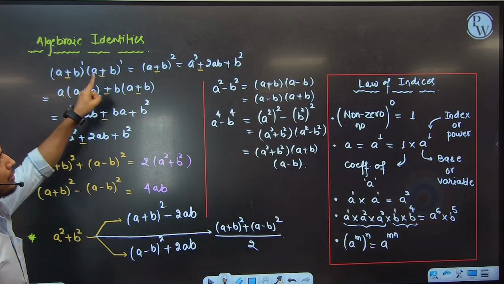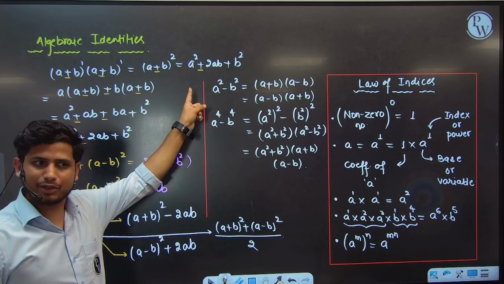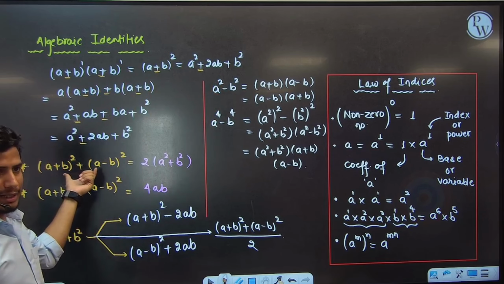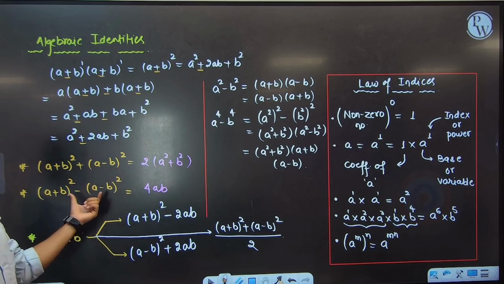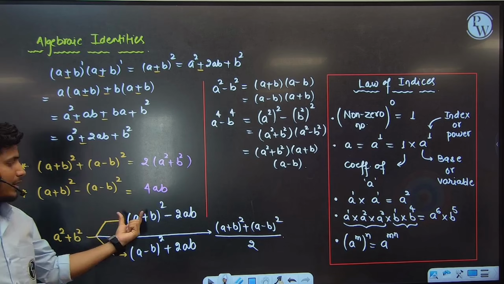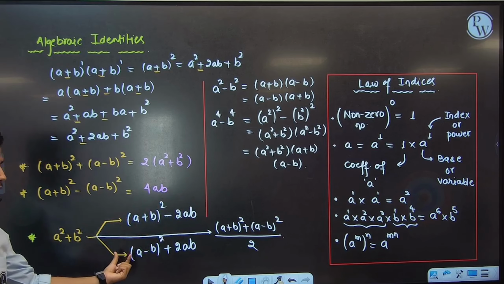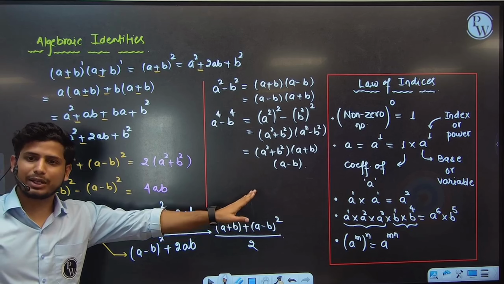So a plus b whole square is a square plus b square plus 2ab, a minus b whole square is a square plus b square minus 2ab, and if you add both expressions, then you get twice of a square plus b square. If you subtract these expressions, then you get 4ab. Okay, and now a square plus b square is a plus b whole square minus 2ab, and a minus b whole square plus 2ab, and also the result a plus b whole square plus a minus b whole square, all upon 2.